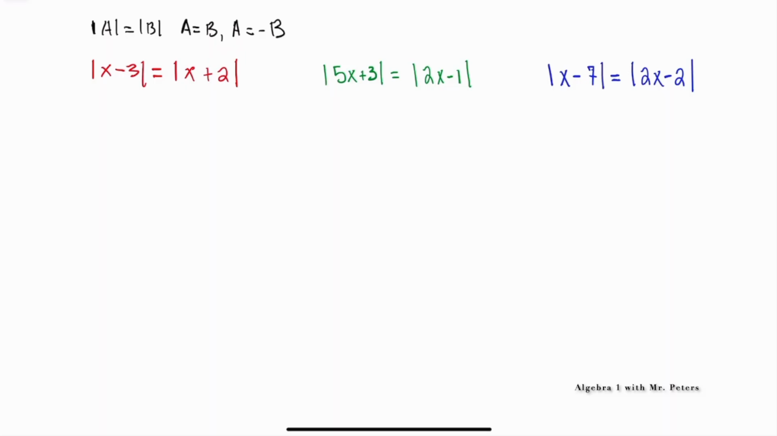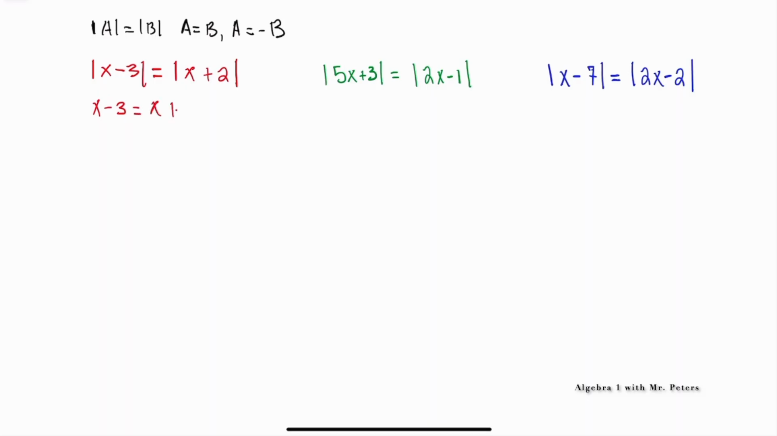One thing I want you to understand is that we can switch the sides. So A does not always have to be the left-hand side of the equation. B could be that side too. The concept works both ways. So we can make the absolute value of B equal to A, or the absolute value of B equal to -A.